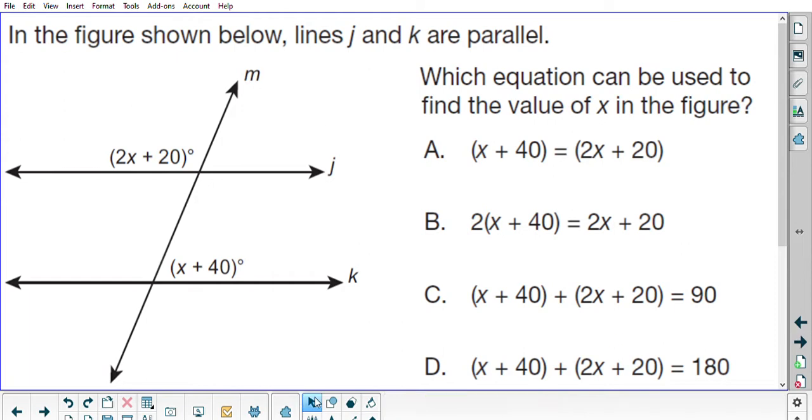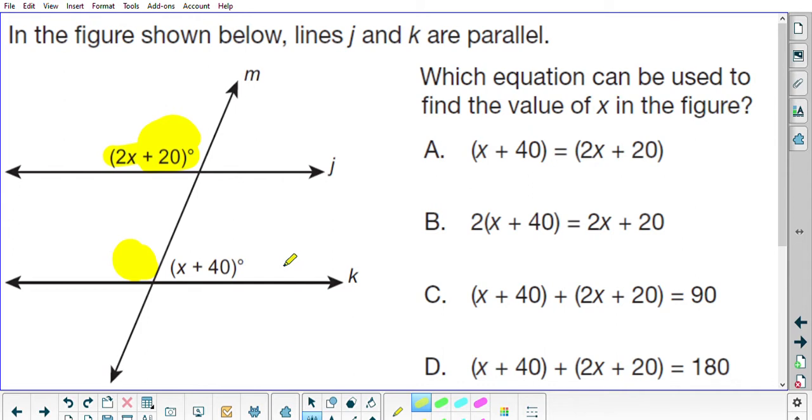All right, let's go ahead and see how you did. Are these angles congruent to each other? Well, let's see. We have this angle here, which is in the top left-hand corner. If there was an angle here, they would be corresponding angles, and they would be congruent. But that's not where the x plus 40 is located.